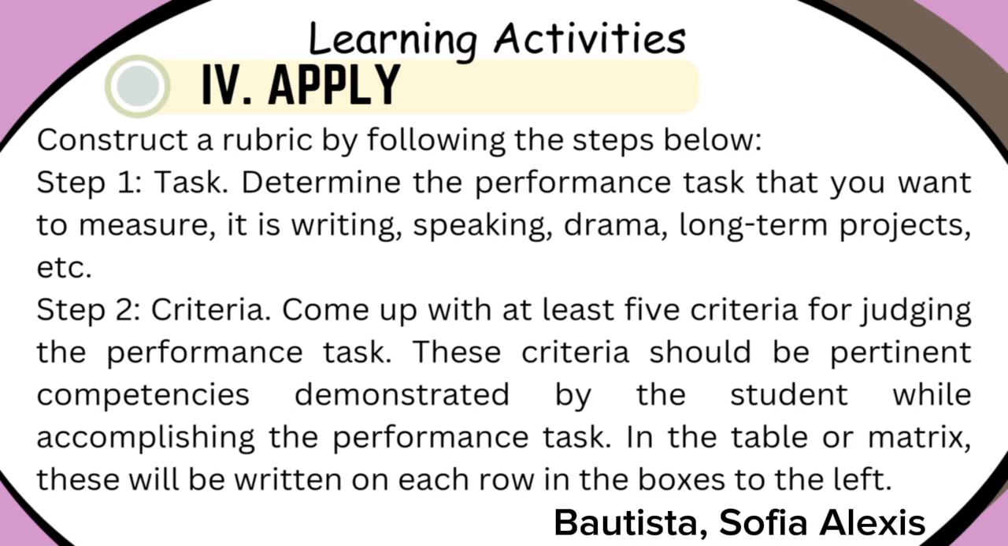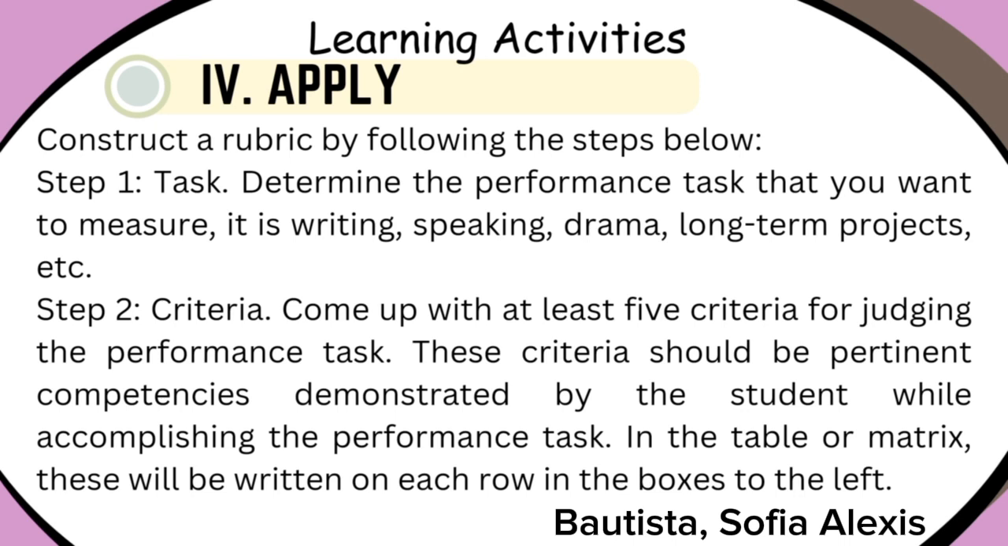Step 1 is task. Choose the performance task you want to assess, such as writing, speaking, drama, or long-term project. For example, if the task is writing an essay, the rubric would focus on assessing the student's writing skills. Step 2. Criteria. Determine at least 5 criteria that are relevant to judging the performance of the task.